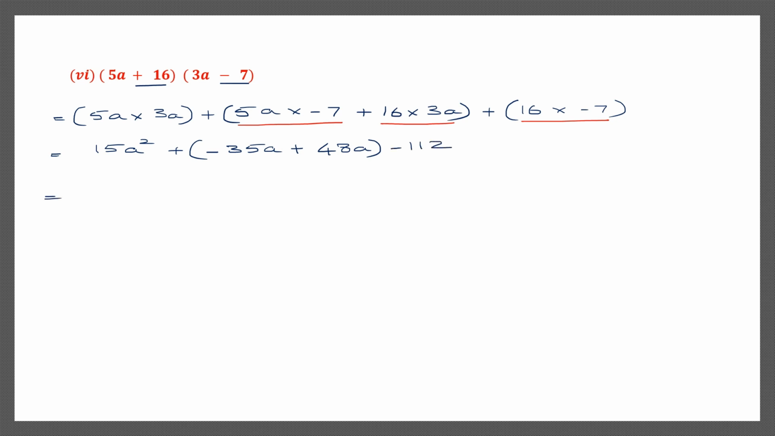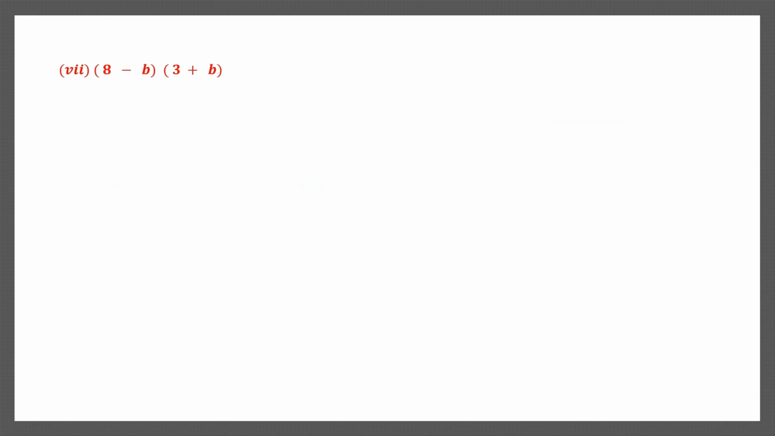Now let's continue. This is 15a square and here we have minus 35a plus 48a. Signs are different. Put the sign of the bigger number and subtract. 48 minus 35 is 13. 13a minus 112. So our final answer here is 15a square plus 13a minus 112.